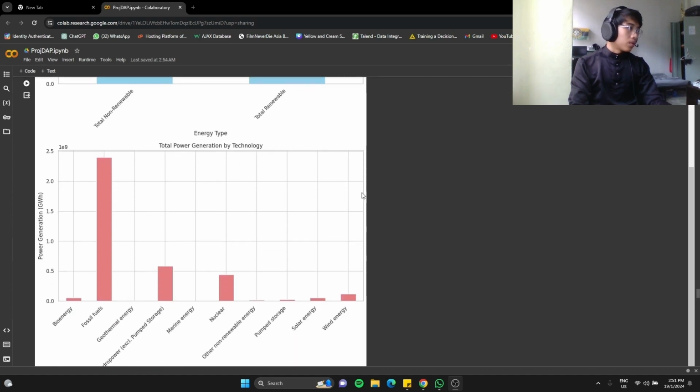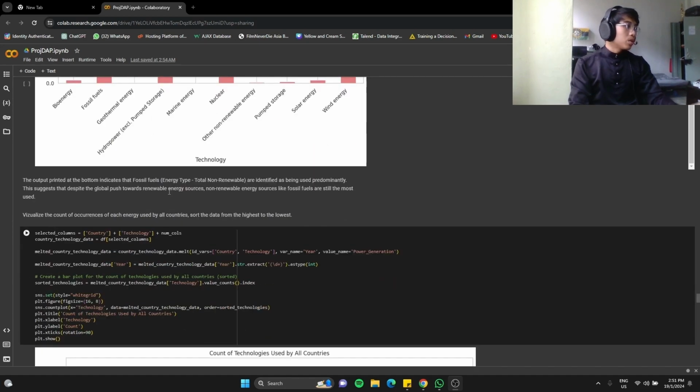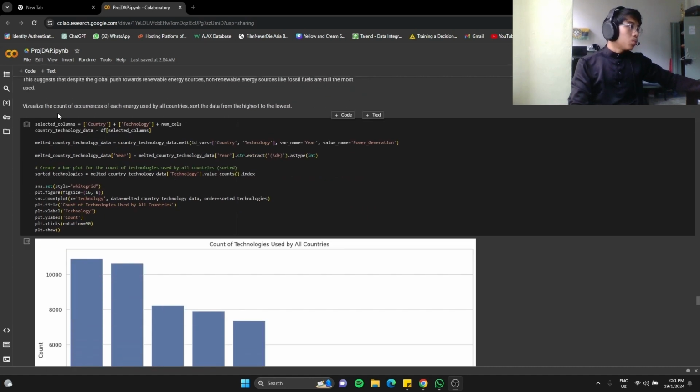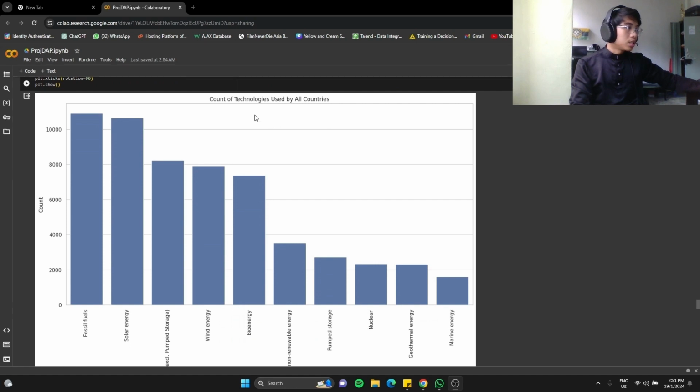And here is the chart of the total power generation by technology. We can see the highest one is fossil fuels and the lowest one is other non-renewable energy. The output printed at the bottom indicates that fossil fuels, energy type total non-renewable, are identified as being used predominantly. Then we visualize the count of occurrence of each energy used by all countries and sort the data from the highest to the lowest. Here is the bar chart that we came out with for the count of technology used by all countries. For all countries, the highest technology used is fossil fuels and the lowest one is marine energy.